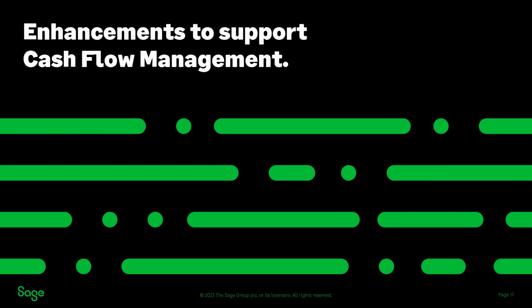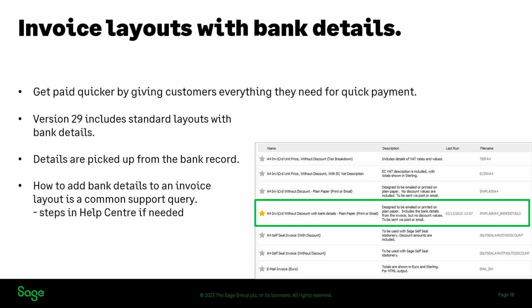We're going to start by looking at some of the enhancements that will support you with cash flow management in Sage 50 accounts. The first one I'm going to look at is a nice simple feature, and it may be something that doesn't impact on you directly, but it will have an impact. And it's invoice layouts that will include bank details. So there's a couple of layouts now included by default in the software that will pull through the bank details from the bank record.